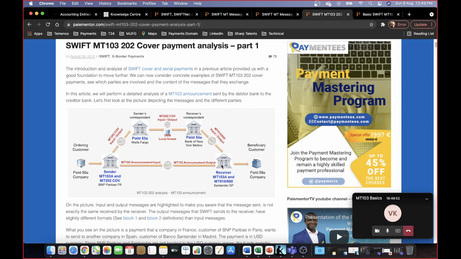The other way is that they will wait for the 202 cover. Once the announcement comes in, they will wait for the cover, and when the cover comes in, both the payments will be reconciled, and then the amount will be credited to the beneficiary. There are also other methods, like they will have a limit for the sender. Up to $1 million they can send an MT103 announcement, after which they have to wait for the cover, and so on. So it really depends. There are several variations to it.